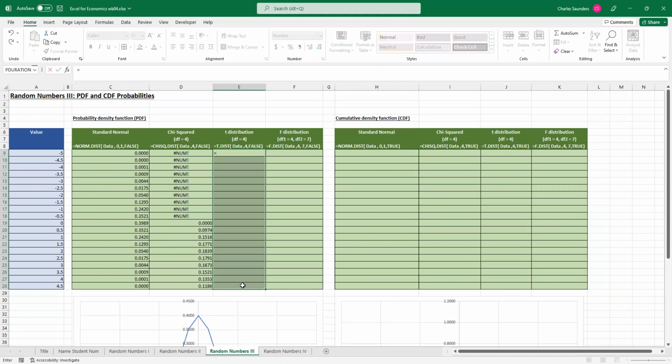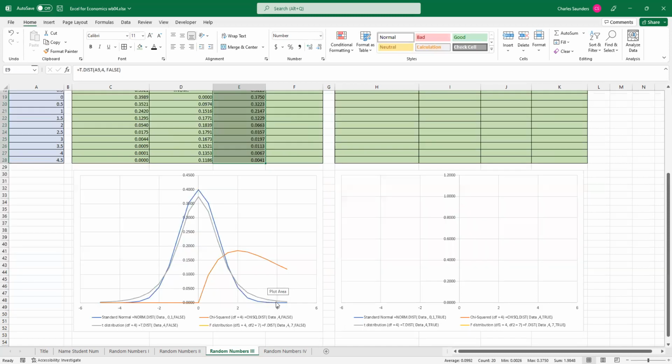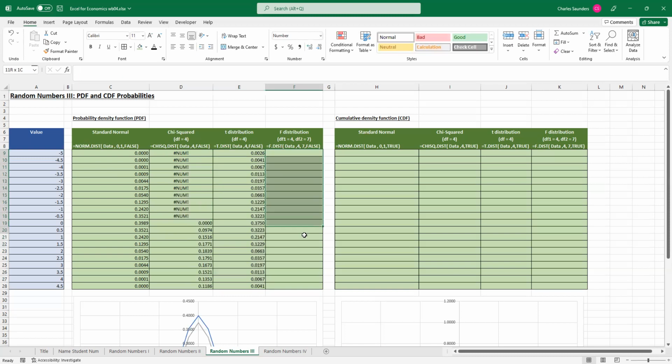The t-distribution is symmetric. Again, A9, degrees of freedom, we're going to choose 4 and false, so that we get the PDF probabilities. And here we can see that the gray one will have thicker tails, such that more of the density is out to the right, so it has a higher kurtosis.